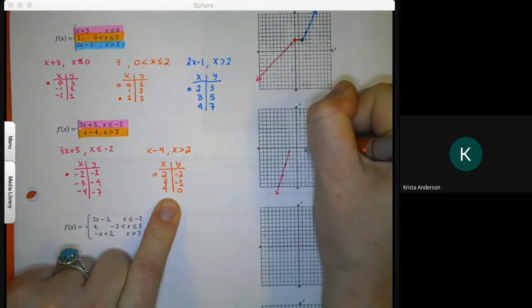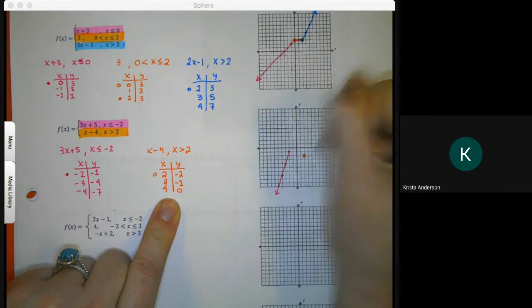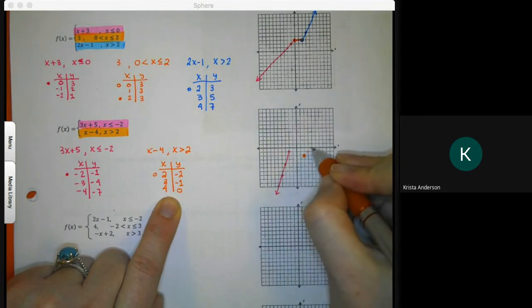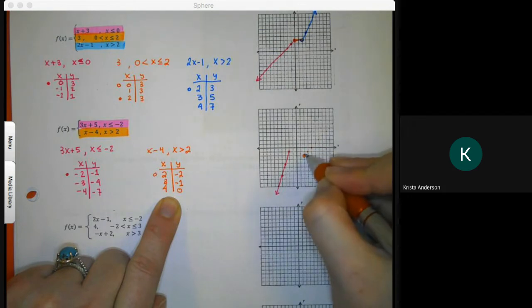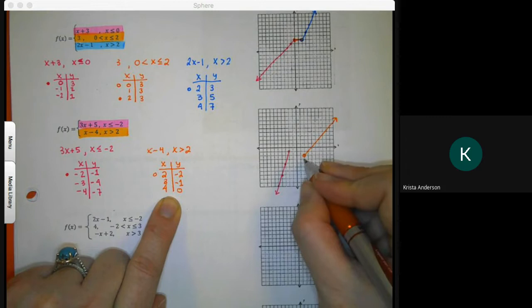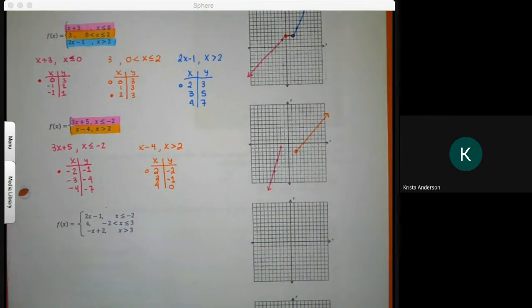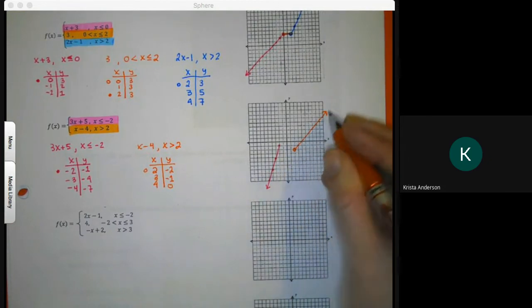2 is down 2. Open dot. I'm almost filled up. 3 is down 1. 4 is at 0. As I fill in my graph, I need to make sure that this is an open dot. I almost filled it in on accident. But that dot is open. The rest are a solid line, part of your line.